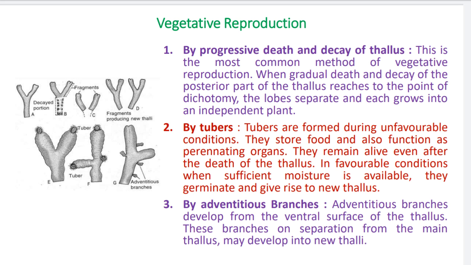Point number 1. By progressive death and decay of the thallus. This is the most common method of vegetative reproduction. When gradual death and decay of the posterior part, posterior means back side, of the thallus reaches the point of dichotomy, the lobes separate and each grows into an independent plant.